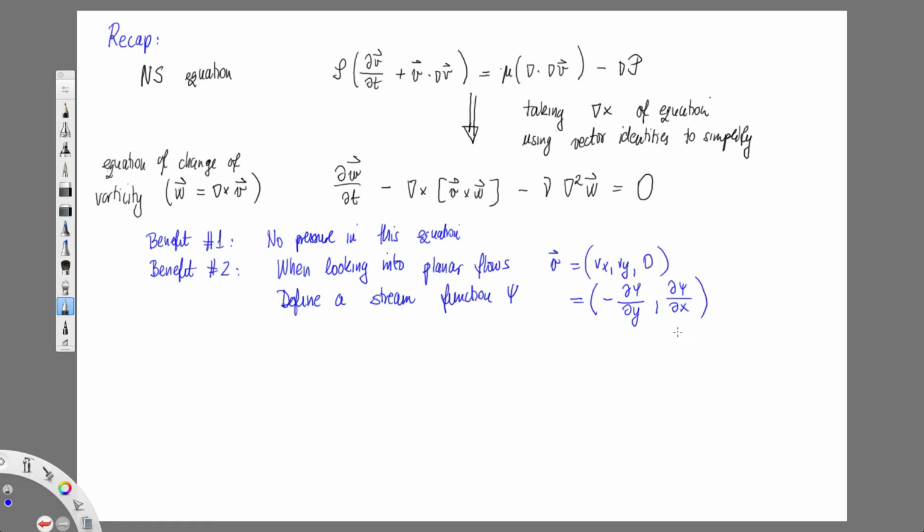And the stream function has a property that it's constant along the streamlines of the flow. Along every streamline, it's going to be a different constant, but if you're just tracing one particle and its path in the flow, the stream function is going to be constant.